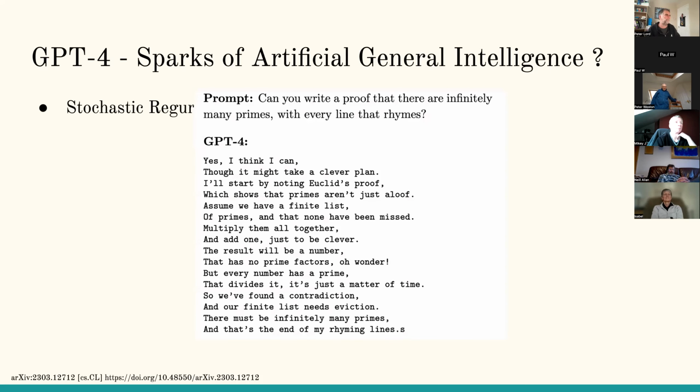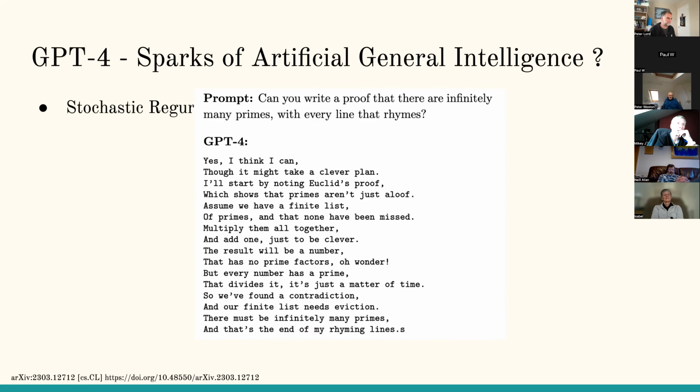Here's quite a complex prompt. Can you write a proof that there are infinitely many primes with every line that rhymes? So no one in the world has ever tried this before. It's not in the training data. And then sure enough, GPT-4 comes up with a proof that there are an infinite number of primes in poetry. You know, so that's pretty clever.